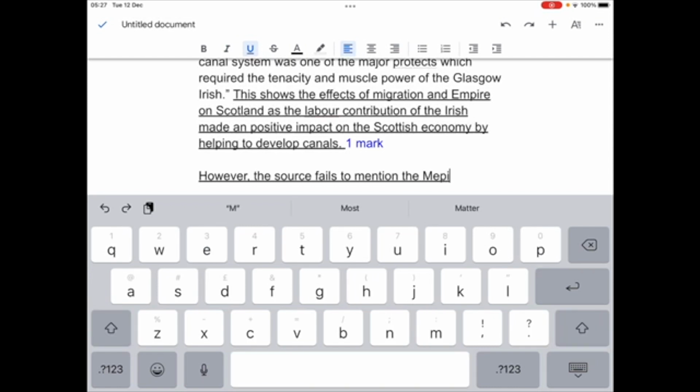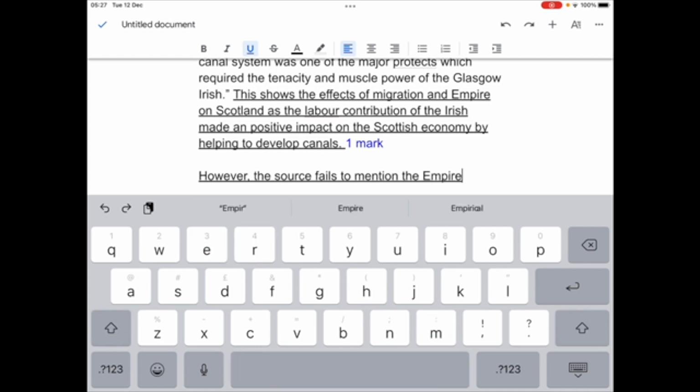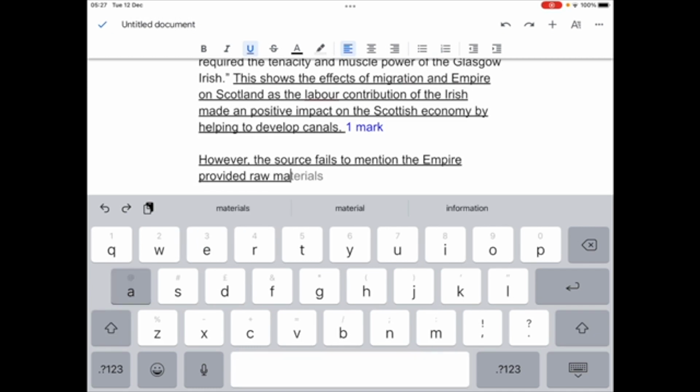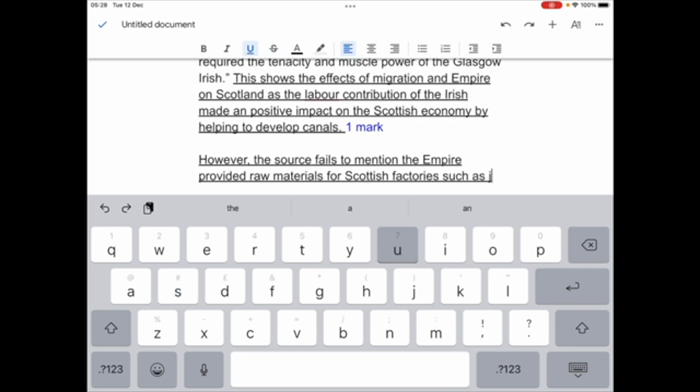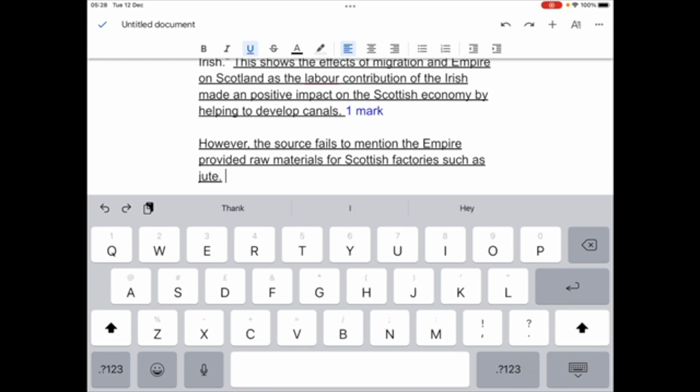The empire provided raw materials for Scottish factories such as jute. So that's my point, and I've referenced back to the question by talking about what the empire was able to provide for Scotland. And now I'm going to explain in detail what impact this had on Scotland.